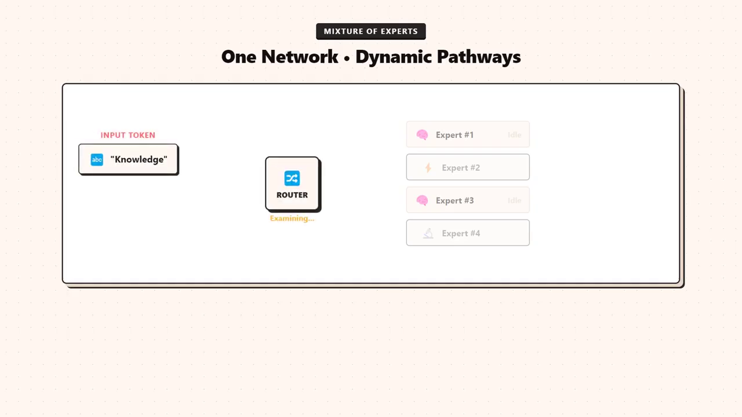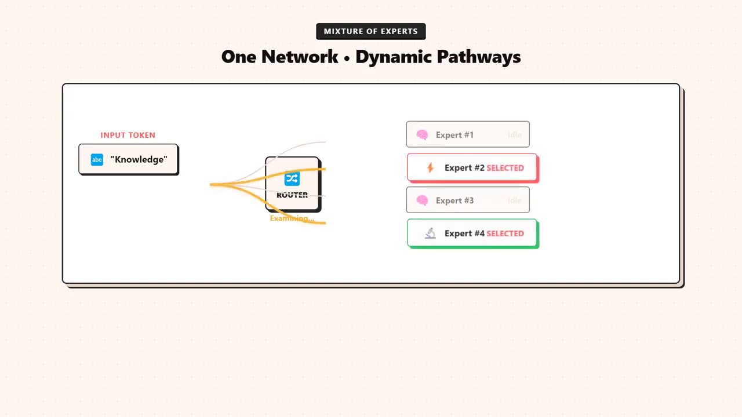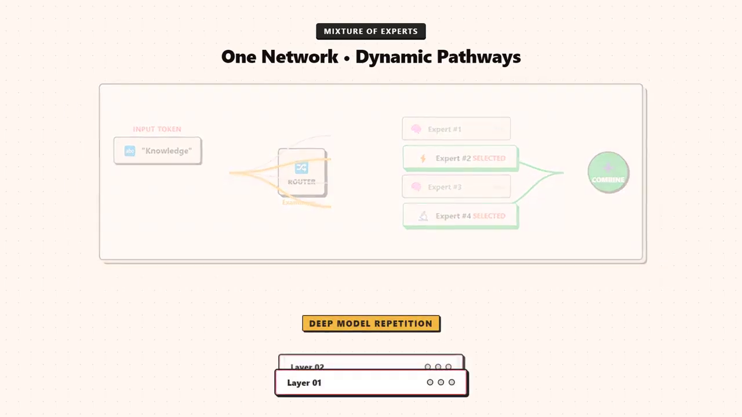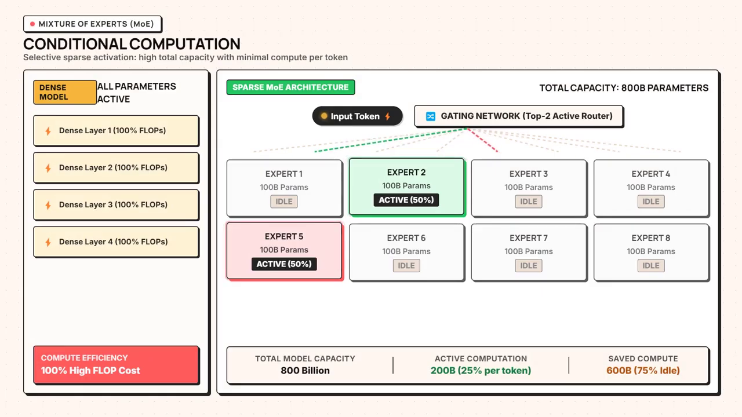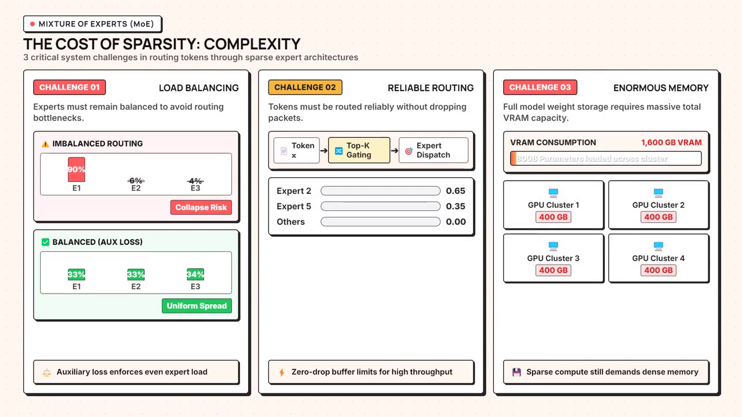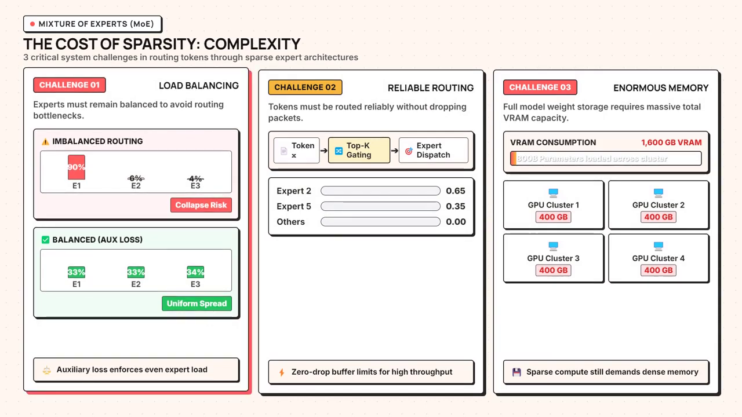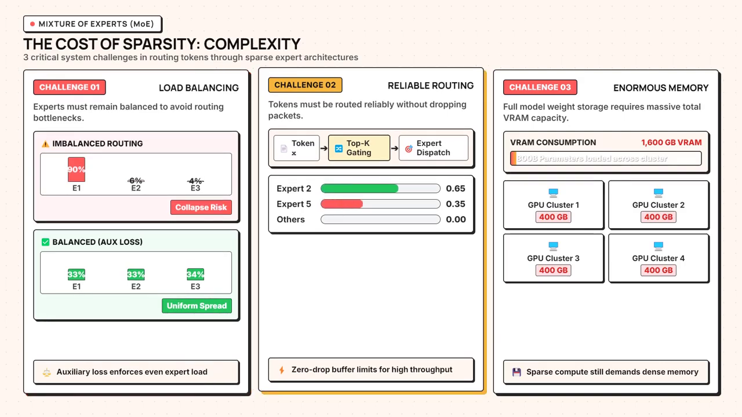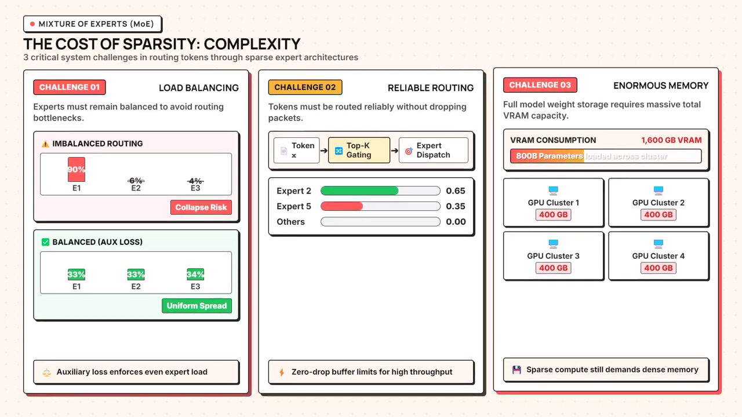A router examines each token. It selects a small number of expert networks. Those experts process the token. Their outputs are combined. And the model repeats that process across many layers. The advantage is conditional computation. The model can contain far more total capacity than it activates at once. The cost is complexity. Experts have to remain balanced. Tokens have to be routed reliably. The full model still needs enormous memory.